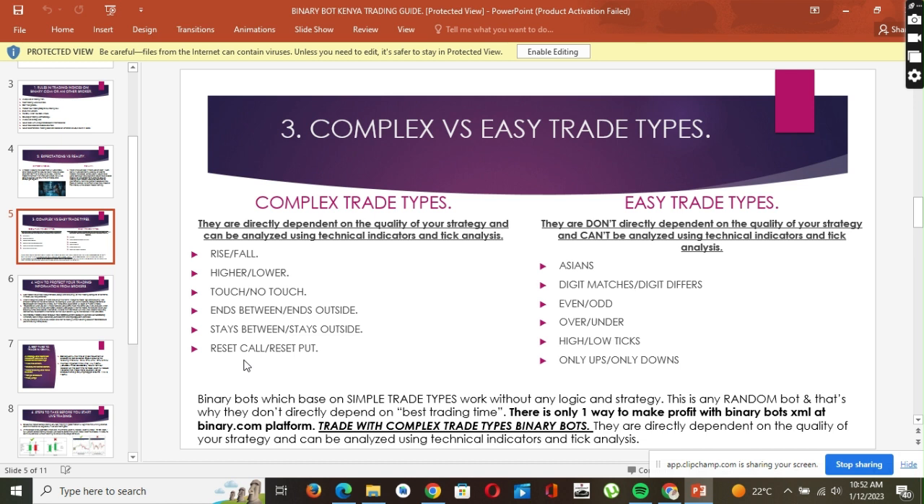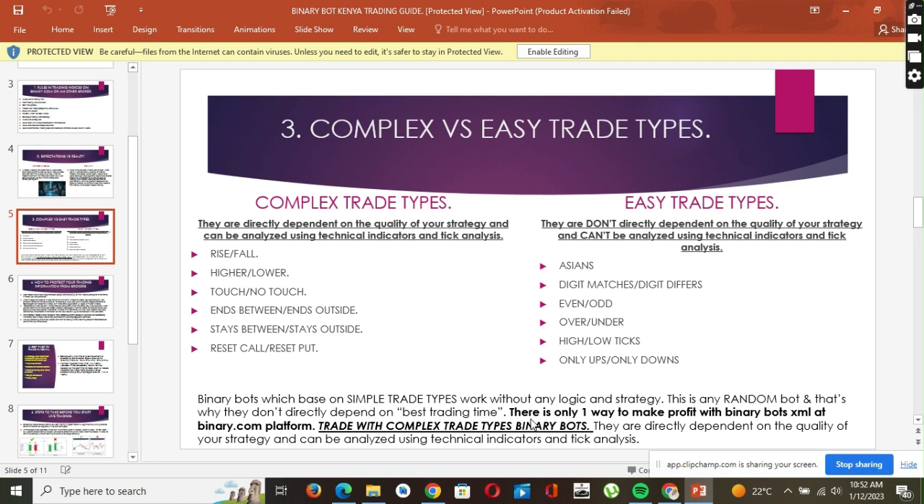Now, how will you analyze the market? Binary.com or DERIV, they trade on something called synthetic indices. Synthetic indices mimic what happens in the forex market. So if you can know the trend of the forex market for that particular day and apply it here on DERIV, you can actually make money depending on the type of trades you're using.